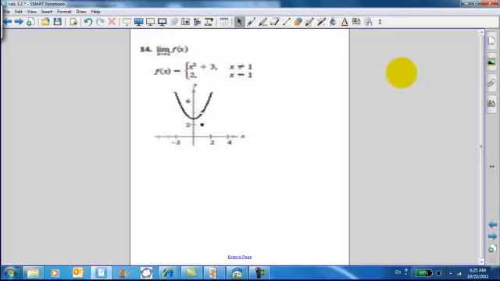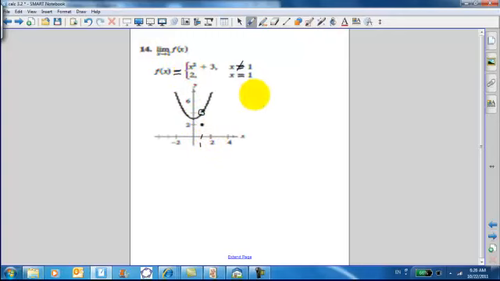Let's take a look at number 14 here. The limit as x approaches 2 of f of x, and f of x is defined in pieces as x squared plus 3 when x is not equal to 1, but 2 when x equals 1. So we've got a hole here, but the function is defined everywhere because they said at x equals 1, it should go to 2.